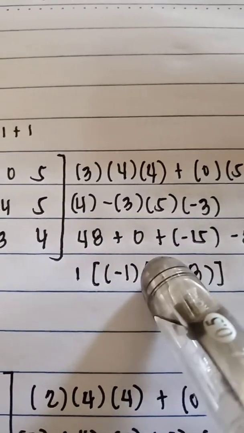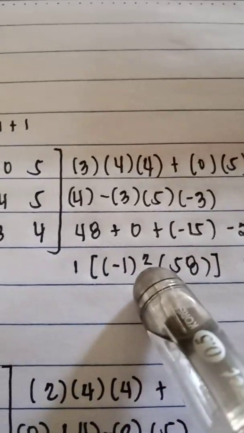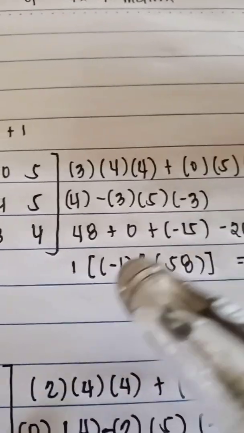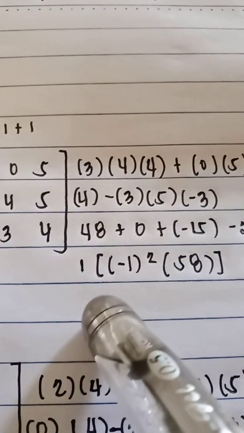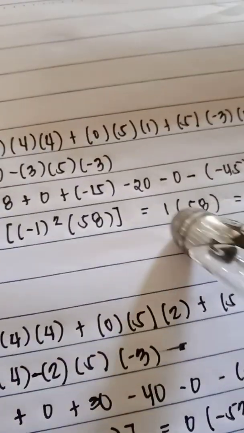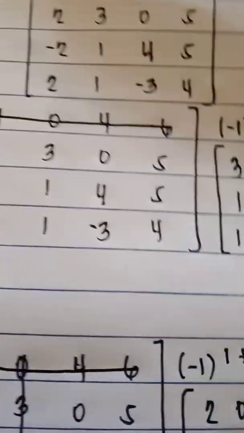But our goal here is to get the determinant of this. So in order to get the determinant of this, we will use this one. So 1. Why 1? Because 1 is the one intersecting here. So negative 1 to the power of 2, because 1 plus 1 is equals to 2, times the determinant of this, which is the 58. So negative 1 to the power of 2 is equals to 1, times 58 is equals to 58. So 1 times 58 is equals to 58. So 58 is the determinant for this.